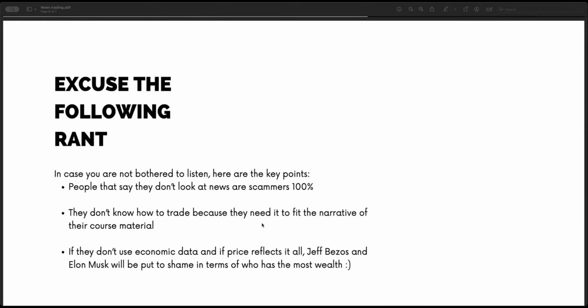Bearish dollar sentiment, okay, let me keep on buying gold. Yes, it'll work. You need to have the entry models to supplement that idea. And listen, if they don't use economic data and if price reflects it all, shouldn't they be richer than Jeff Bezos and Elon Musk? Shouldn't they be making algorithms and asking people for money to invest in the hedge fund so that they can make money for themselves and for their investors? I mean, that's the best possible way.